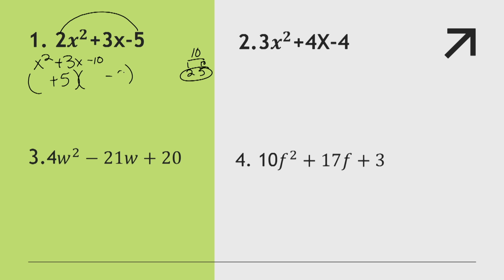Positive 5 minus 2 gives me 3. I have my x and x. I started out by multiplying, so I'm going to divide out. I cannot reduce 5 over 2 to get a whole number, so my bottom comes up. So I have 2x plus 5. 2 divided by 2 is 1, so I have x minus 1.